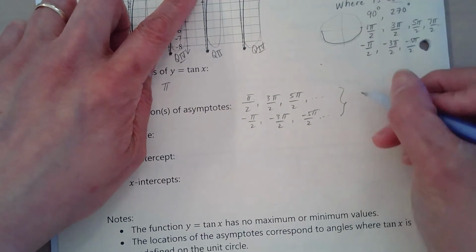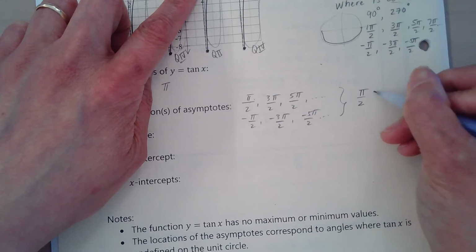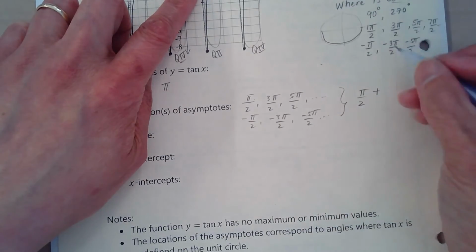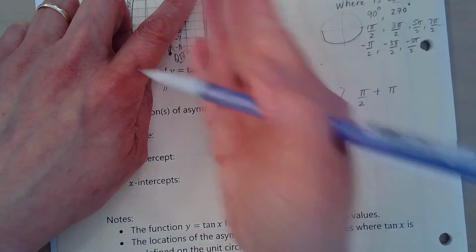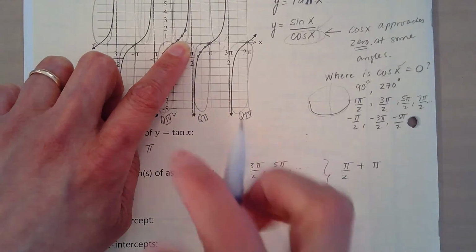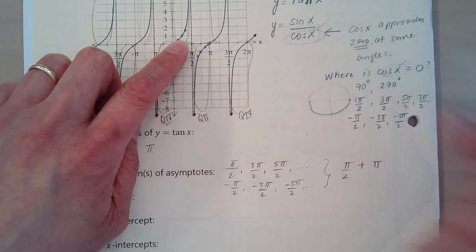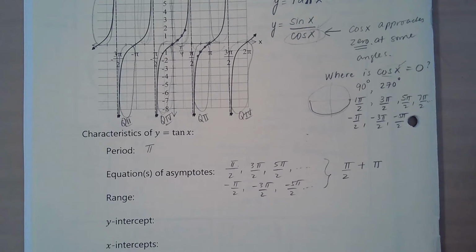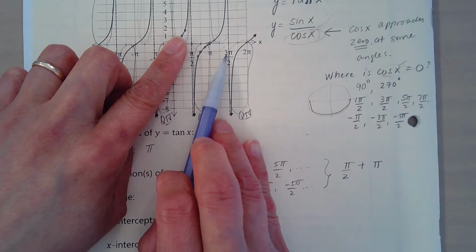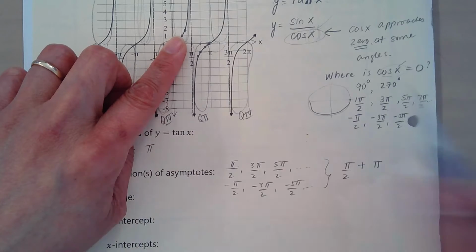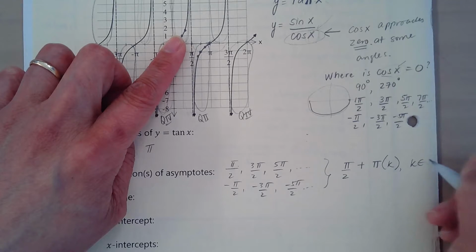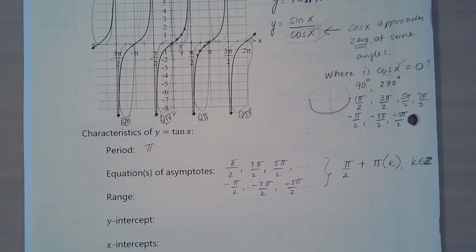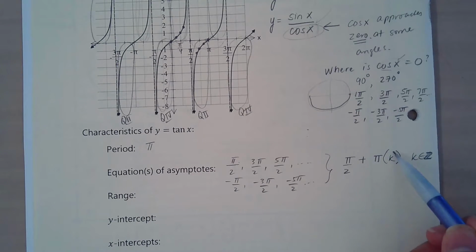The equation of the asymptotes is pi halves plus, the next one would be another pi, right? It repeats itself every pi, so pi times k, where k is an element of the integers. That's the general form.